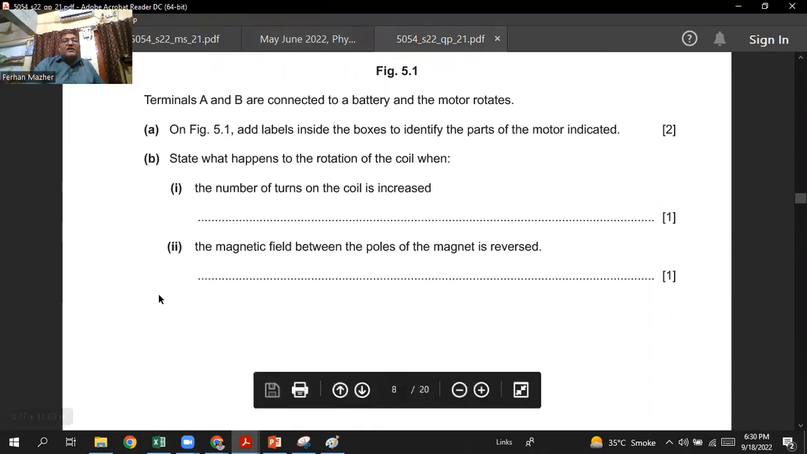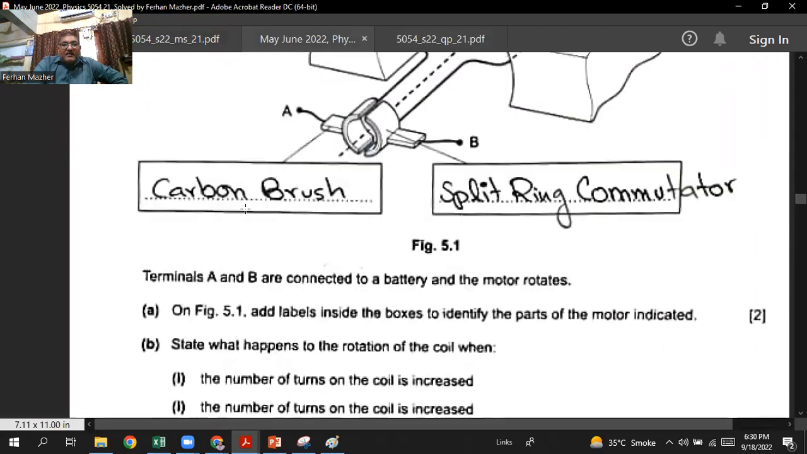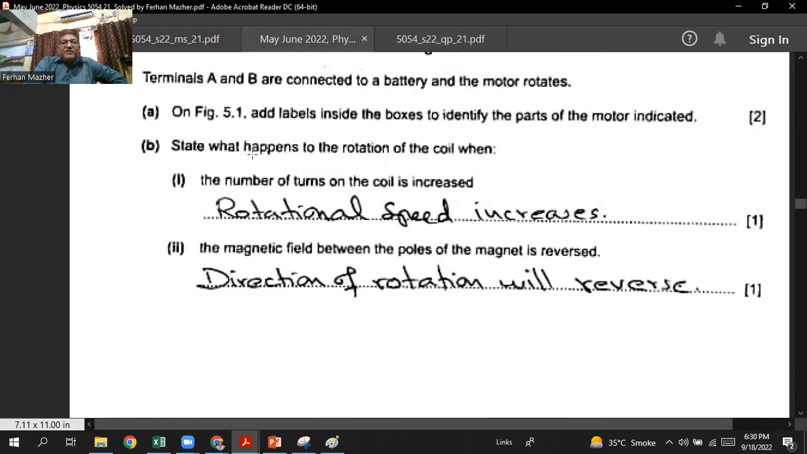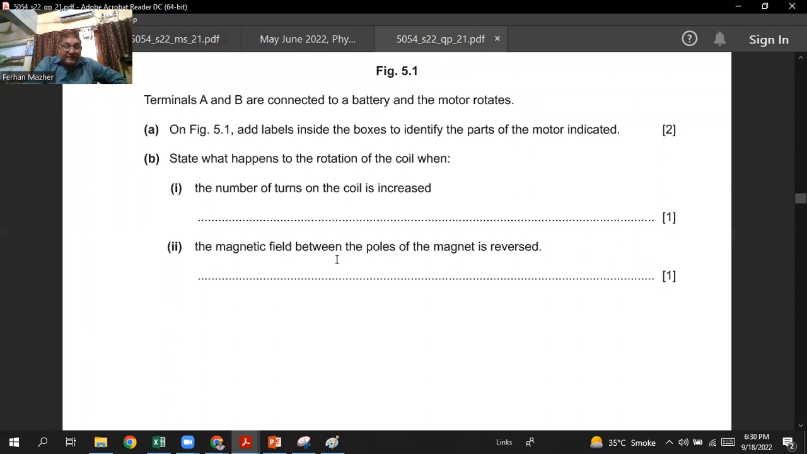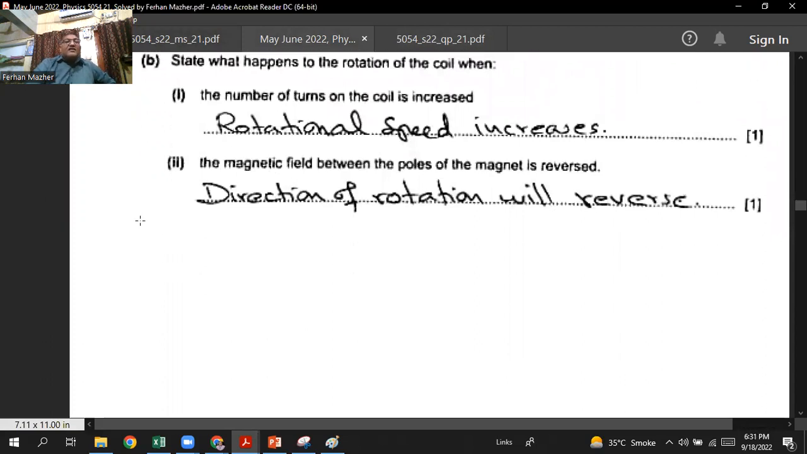Part B is: state what happens to the rotation of the coil when the number of turns on the coil is increased. When you increase the number of turns of the coil, the turning effect will increase. So the motor will rotate faster, and the rotational speed increases. Okay, that's my answer. Next, the magnetic field between the poles of the magnet is reversed. When you reverse the magnetic field, the direction of the rotation will also reverse.